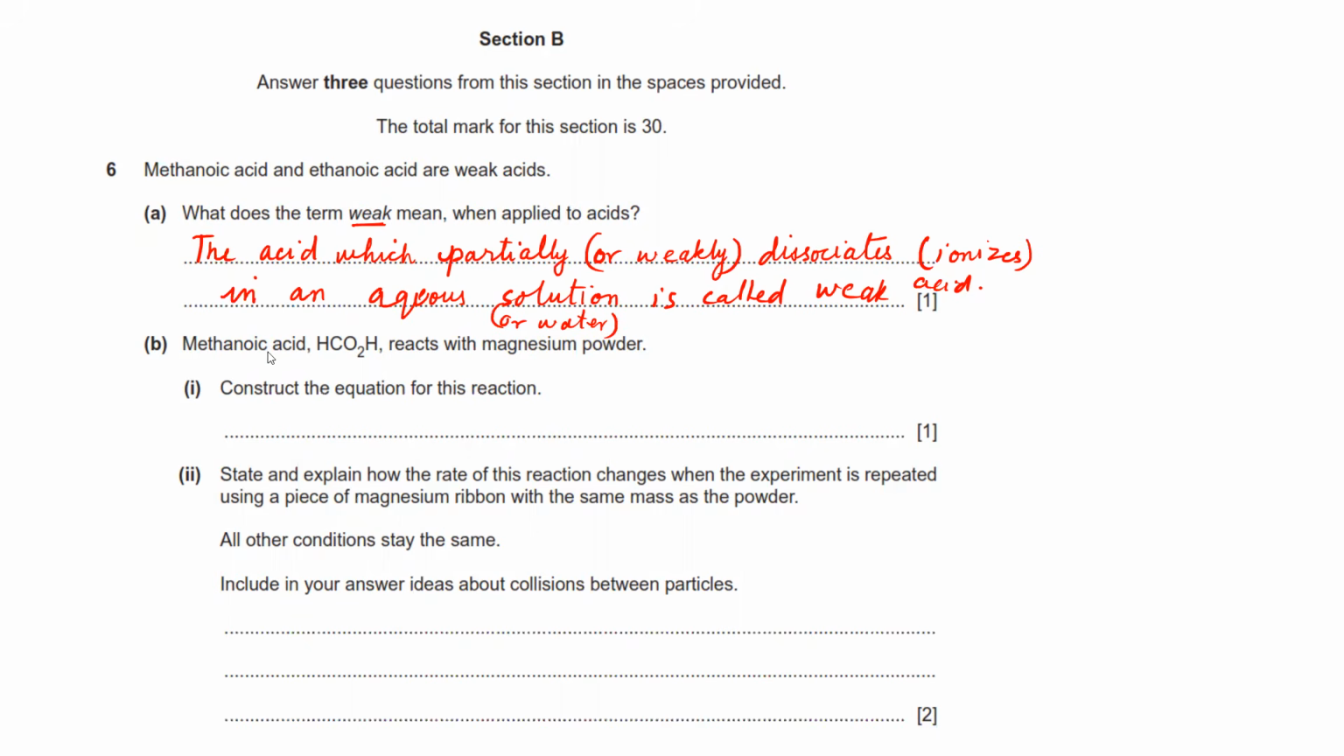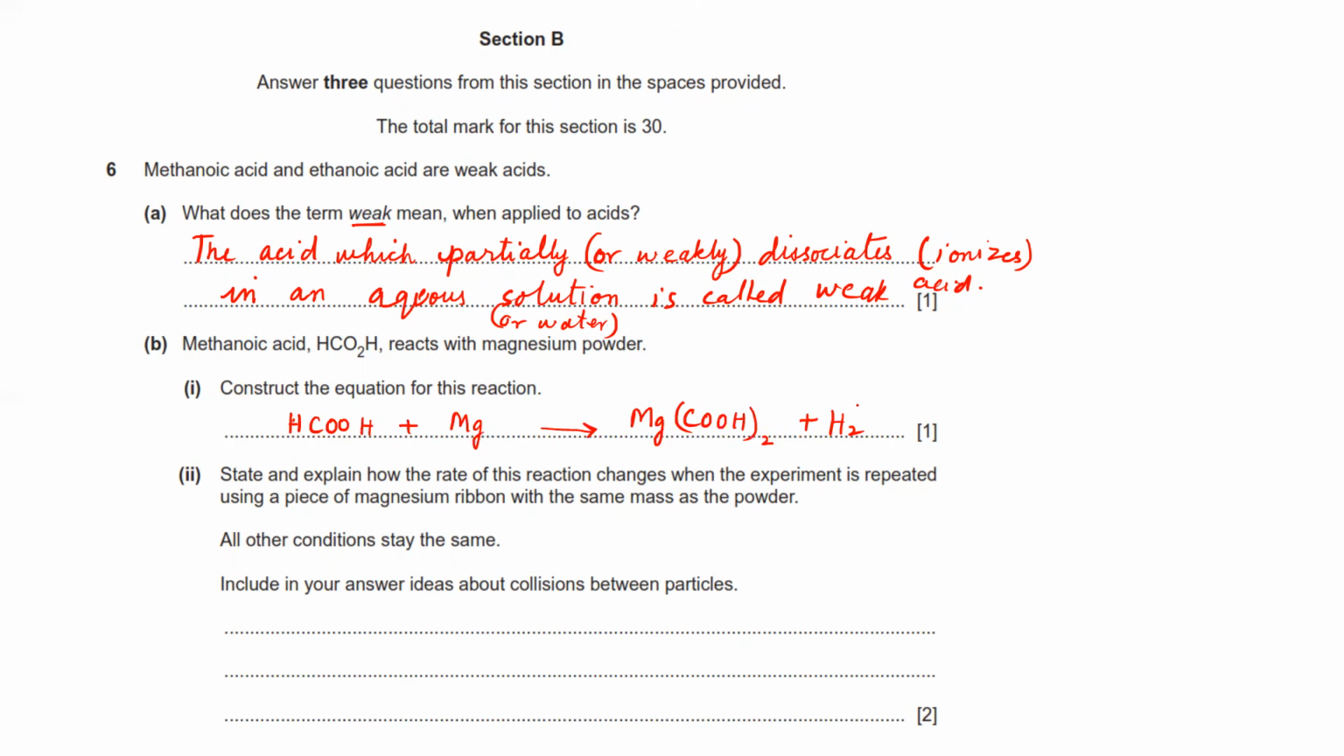Then part B, it says methanoic acid reacts with magnesium powder. Write the equation for this reaction. So HCOOH plus magnesium becomes magnesium (HCOO)2, where magnesium is Mg2+, plus hydrogen. Now we have written the equation, and we have to balance it.